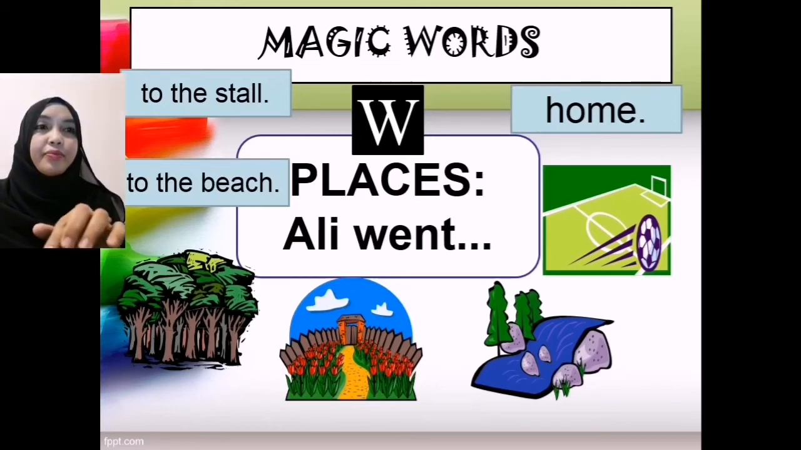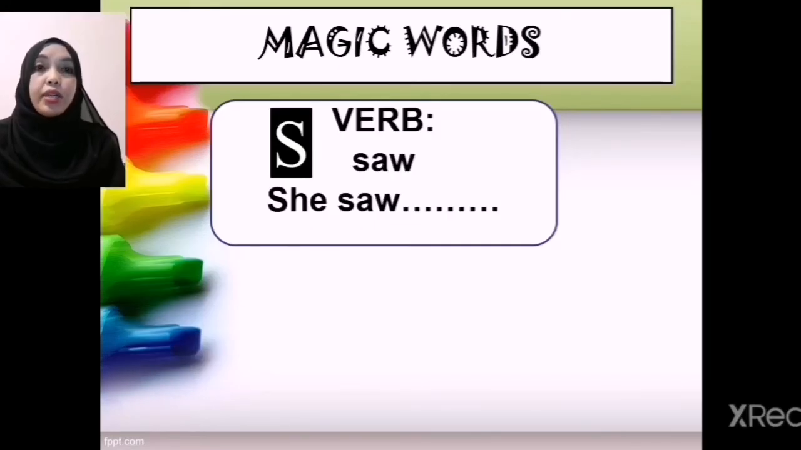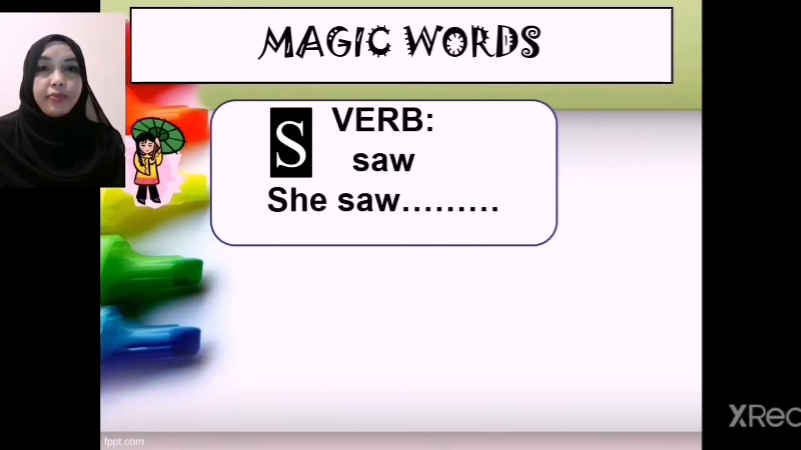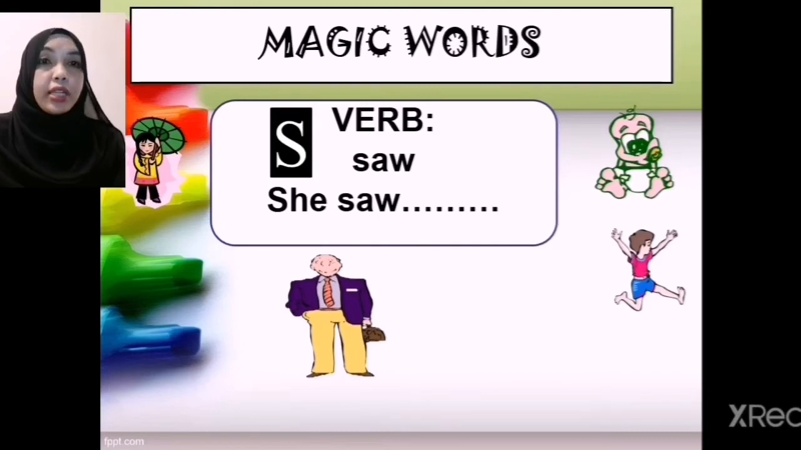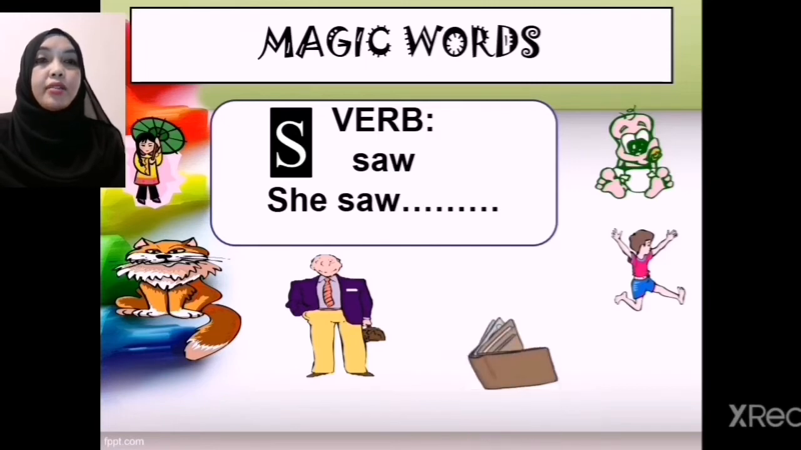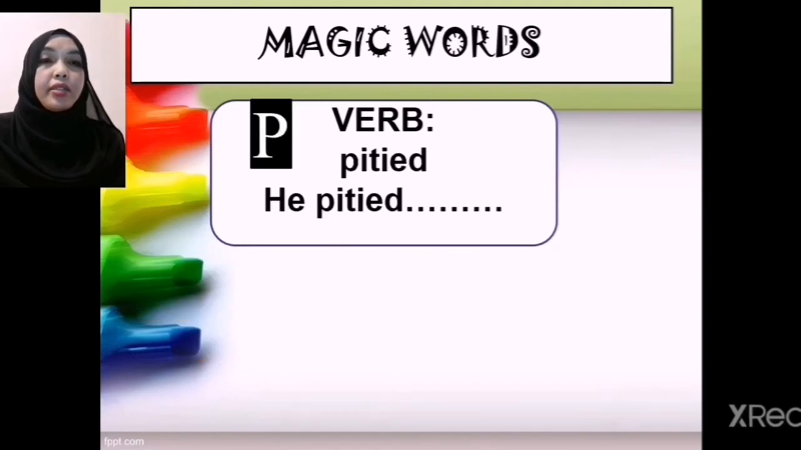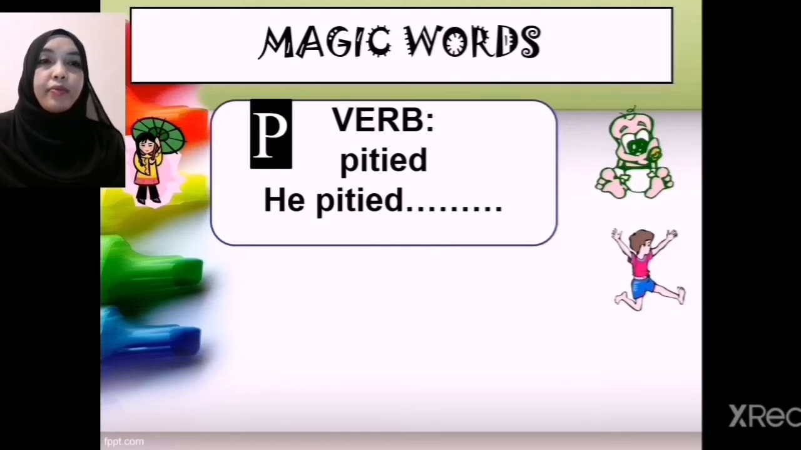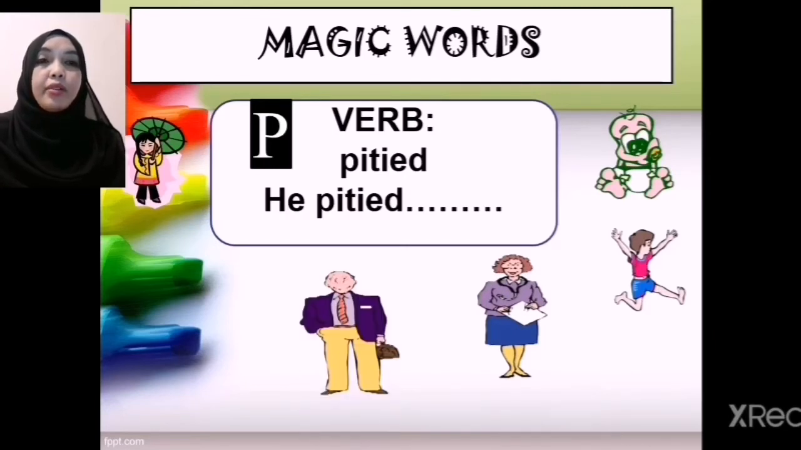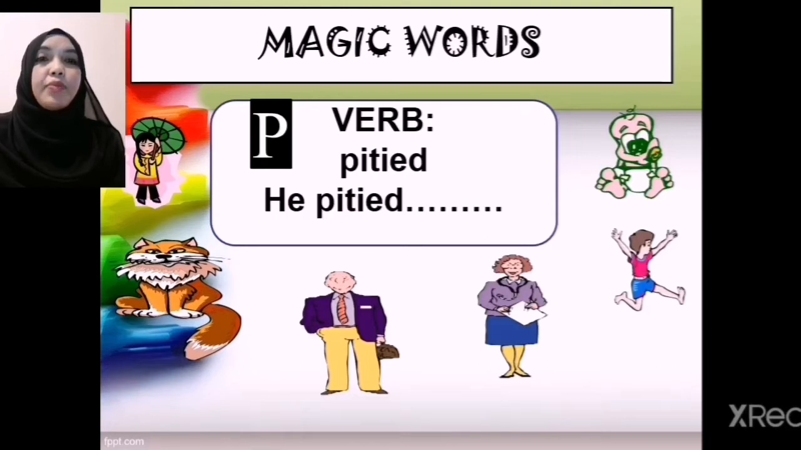Ali went. So, S for saw. Suka, she saw. Yes, she saw a girl. She saw a baby. She saw a boy. She saw, your turn. And what is that? She saw a wallet. Next, P, pitied. He pitied. Yes, he pitied a girl. Next, he pitied the baby. He pitied the boy. He pitied the woman, the man, and the cat.